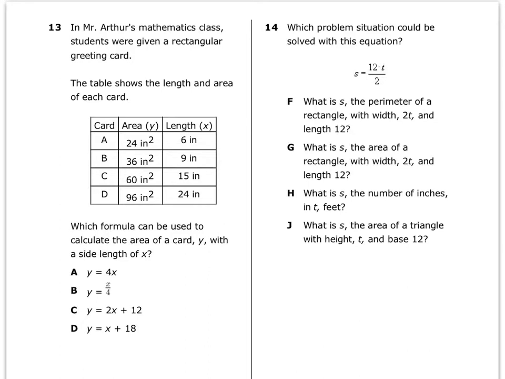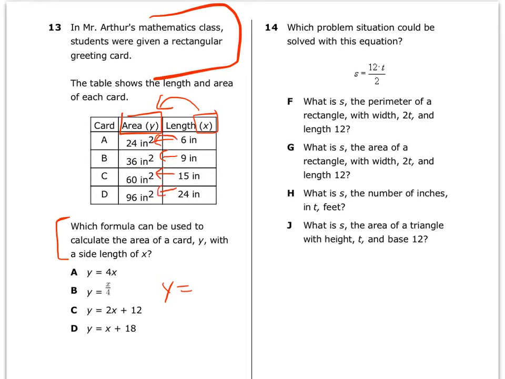Alright, 13. Tells us a lot about his math class, but then the question says, which formula can be used to calculate the area of a card? So we're calculating for y when we're given x. So, how are we getting from x to y every time? Divided by 4? Of x to y, you multiply by 4. Yeah, every time we're multiplying by 4, right?